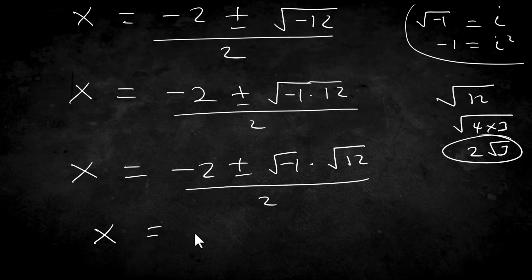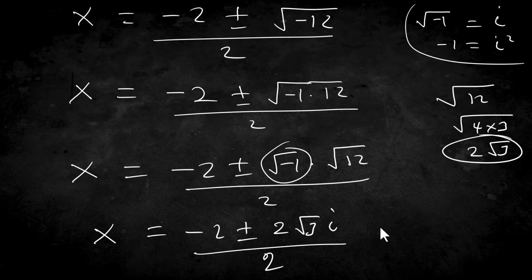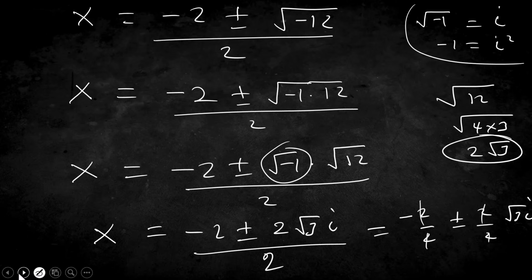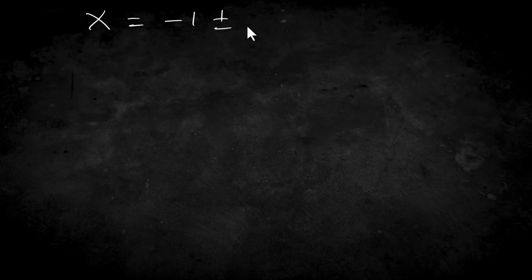So we have minus 2 plus or minus 2 root 3 i, all on 2. So we have minus 2 on 2 plus or minus 2 on 2 root 3 i. So this side will cancel, making minus 1. So x is minus 1 plus or minus root 3 i.